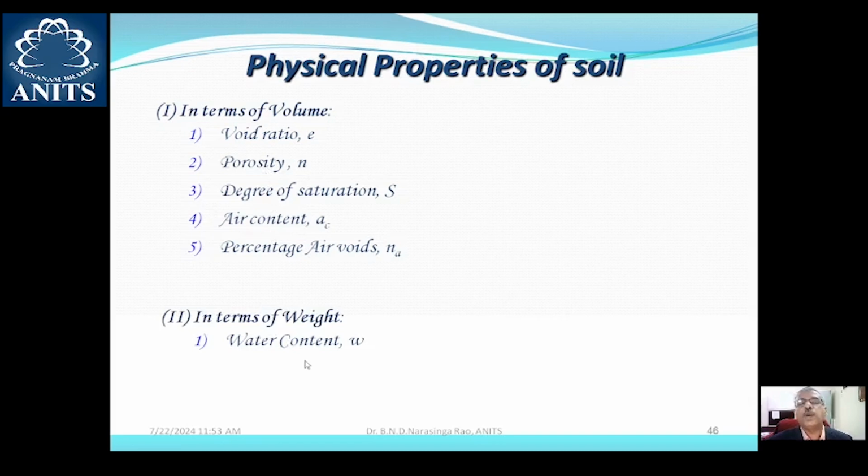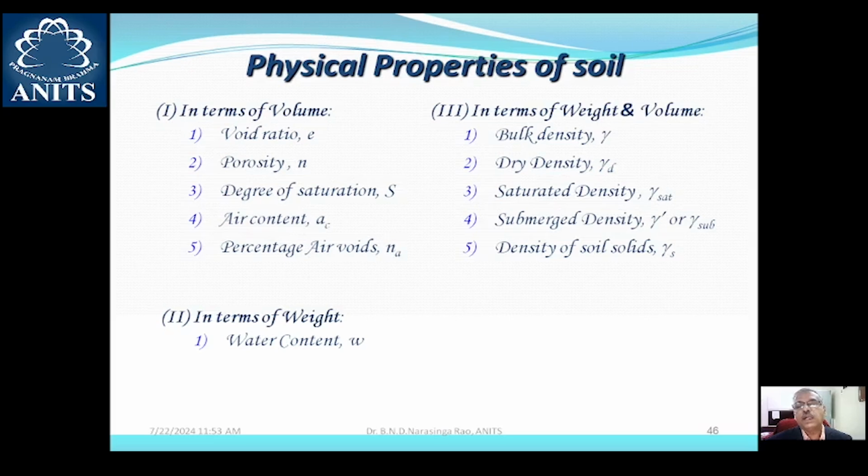There is only one physical property which is defined in terms of the ratio of weight of the materials, that is water content. And there are again 5 more physical properties which are defined in terms of the ratio of weight and volume. Obviously, it is unit weight: bulk unit weight or bulk density gamma, dry density, saturated density, submerged density or submerged unit weight, and density of soil solids or unit weight of soil solids.